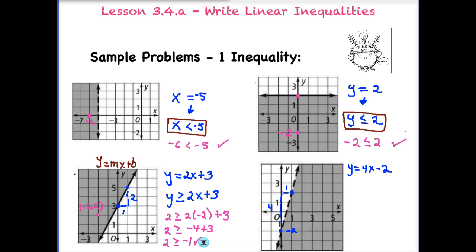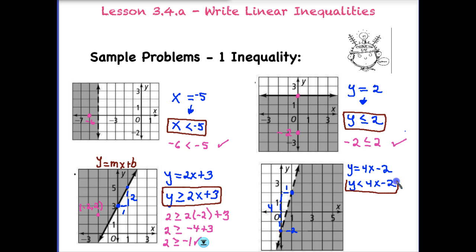Okay, we're almost done. We need to change the sign, and then we'll do a test point. So I'm looking at my line, and it's dashed, which means my sign has to be either greater than or less than. Well, I'm shading below the line. I'm shading where the y's are less than the line. So all my answers have to be less than my line. Okay, and that should be our final equation. Let's go ahead and box this one, and we'll box this one.